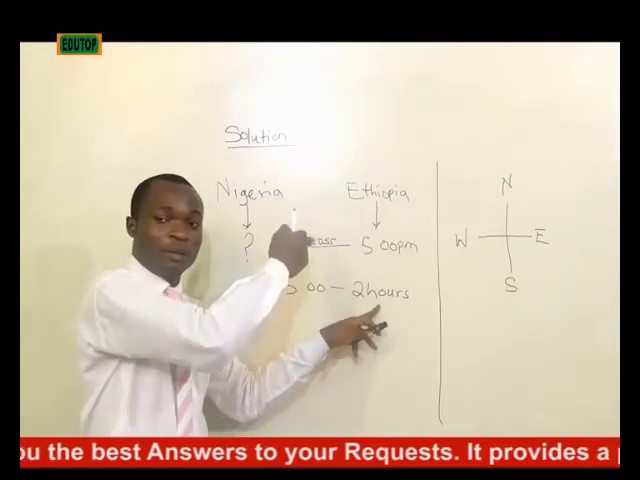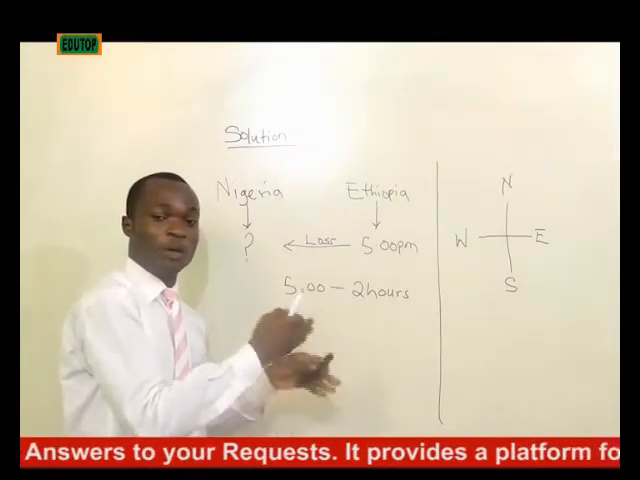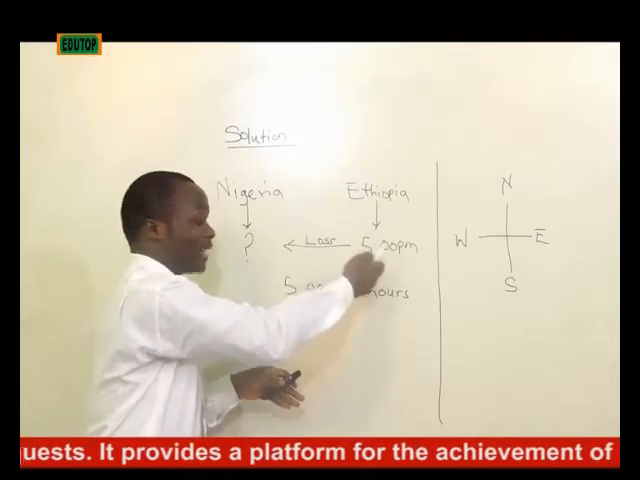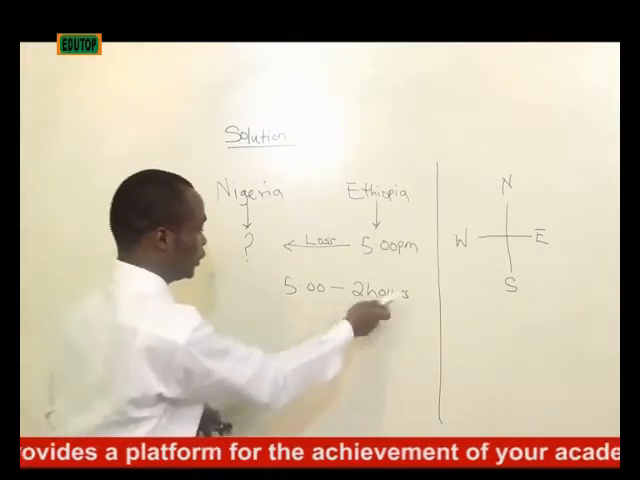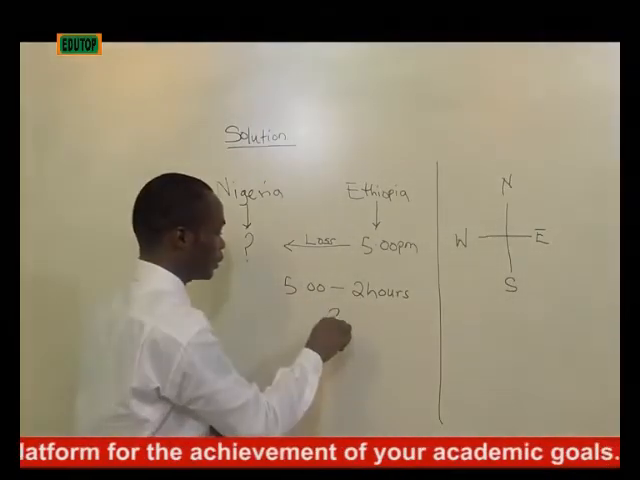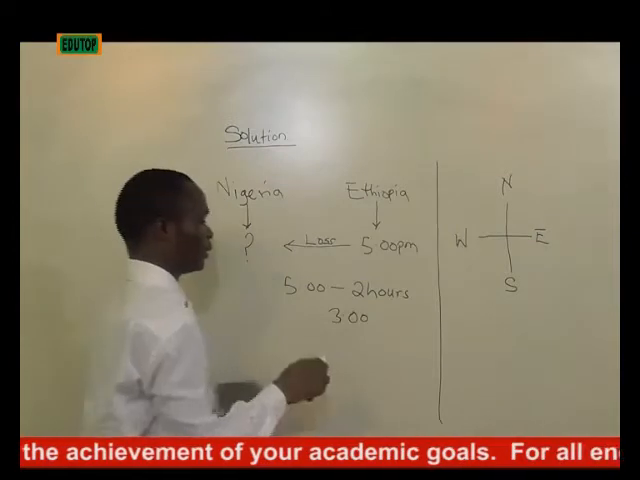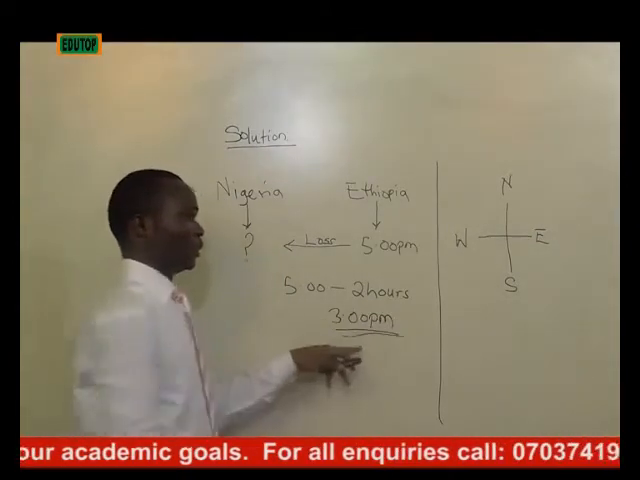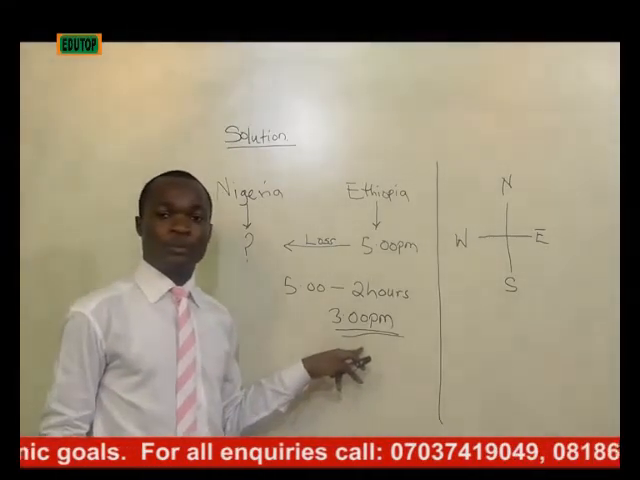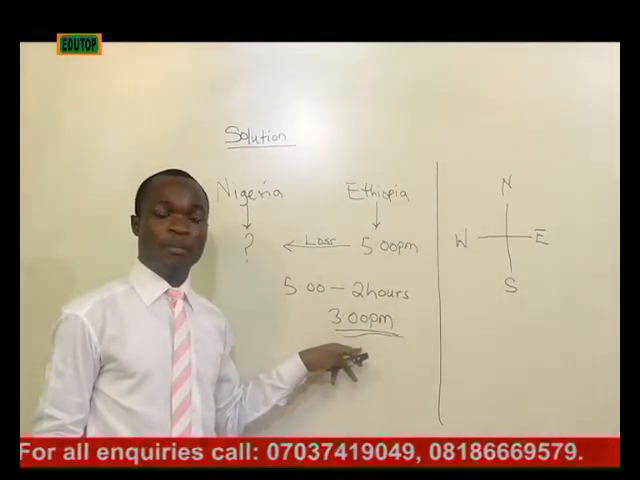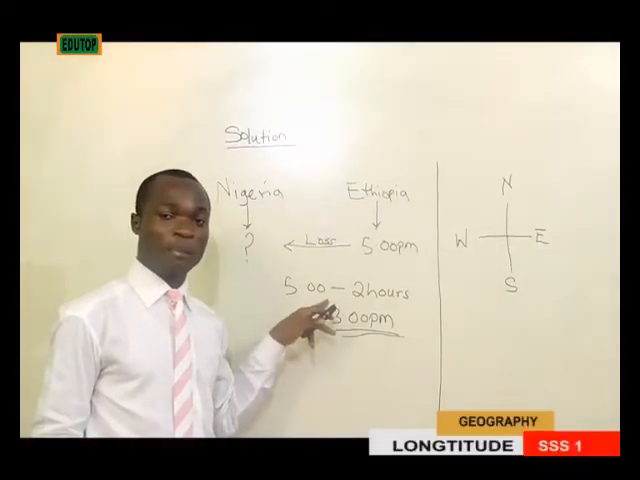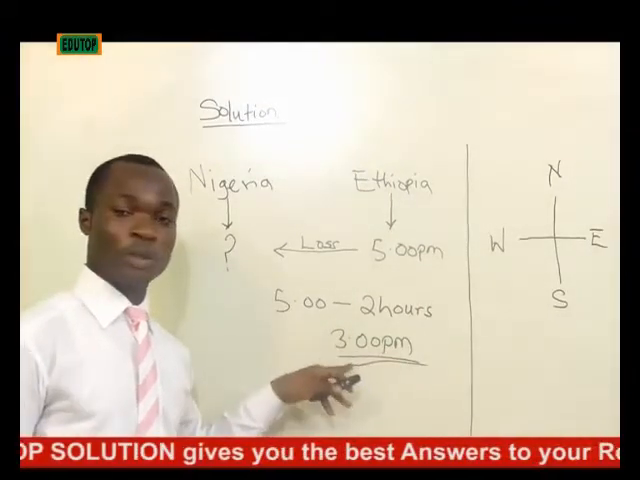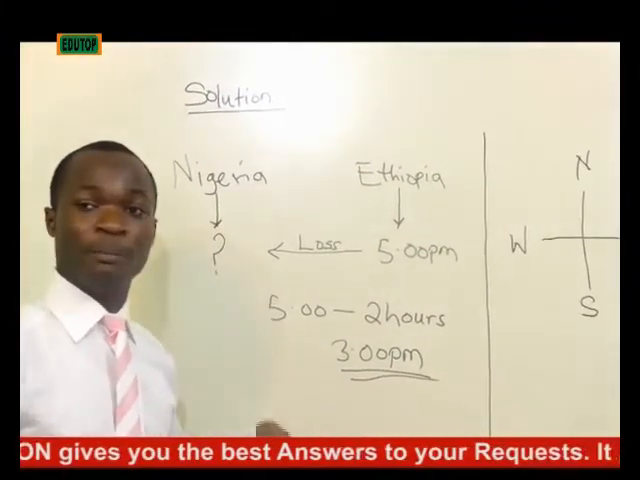Obtained earlier when we did the conversion from 30 degrees to time. And if we do this, 5 minus 2 hours will give us 3 p.m., of course. So the time in Nigeria when it is 5 p.m. in Ethiopia, according to the question, will be 3 p.m.